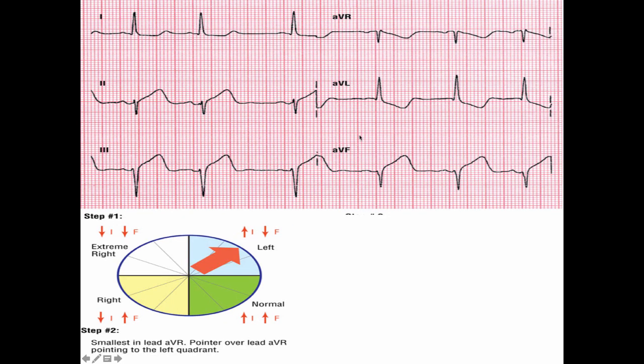And then our third example, again looking at lead 1 and AVF. That's all we have to do right now. Lead 1, all upright, so that is positive. AVF is all negative, or almost all negative. It's like a very tiny little positive wave right there, but almost all negative. So lead 1 is upright. AVF is negative. That puts us in our left axis deviation quadrant.